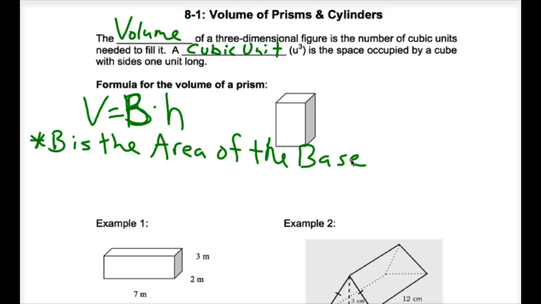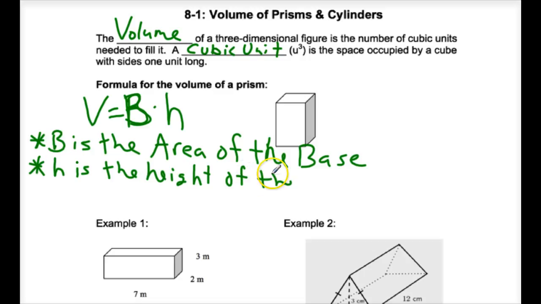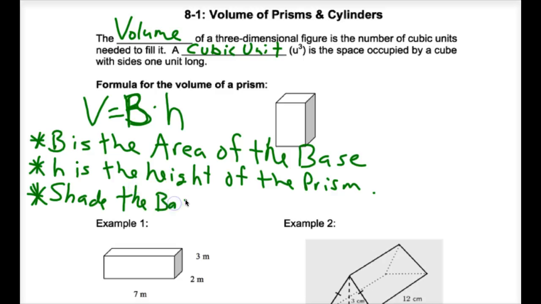So you have to find big B first in all these problems. And then, guys, what's H stand for? Height. H is the height of the prism. How tall is that prism? If you remember what we did last year, we shade the base, and we circle the height. That's what we're going to continue to do today.